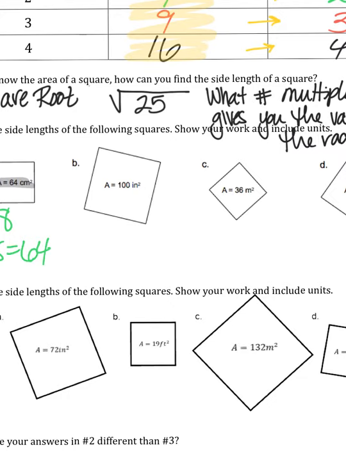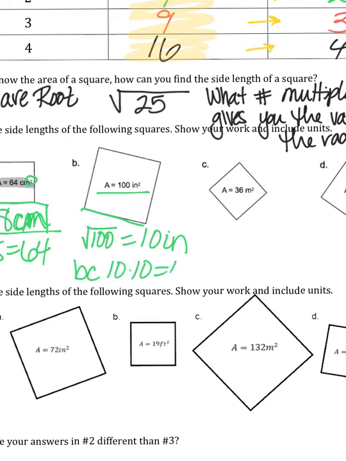And I'm going to put my units on my answer. My unit is going to be centimeters. And your lengths are not squared. Your area unit was squared, but your side length unit is just the measurement. So part B, I gave you the area of this square is 100. To find the side length, you would find the square root. So you would do the square root of 100, and that's going to be 10 inches. And I know that because 10 times 10 is equal to 100.